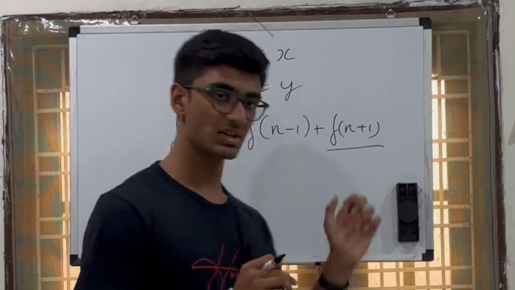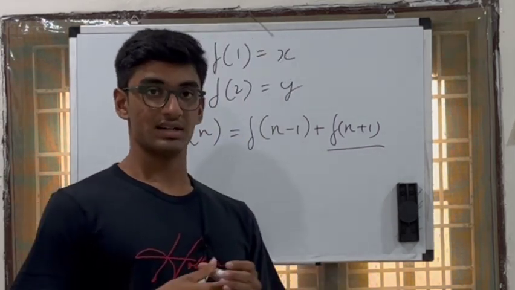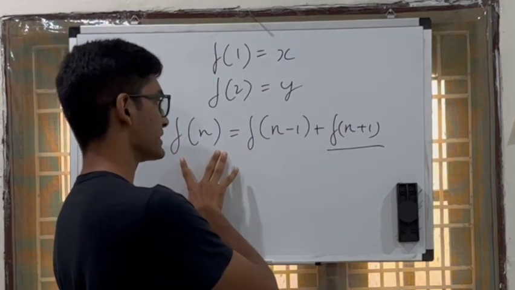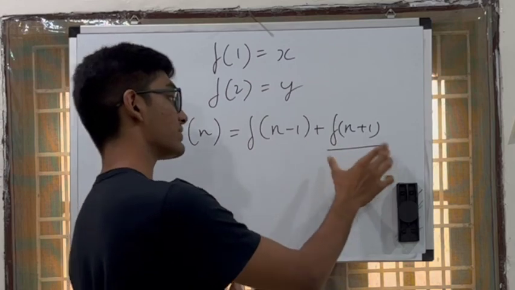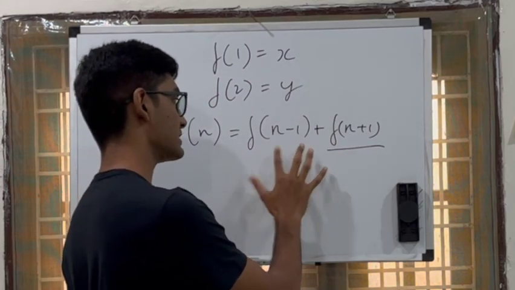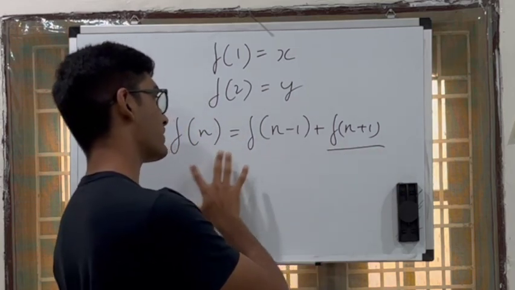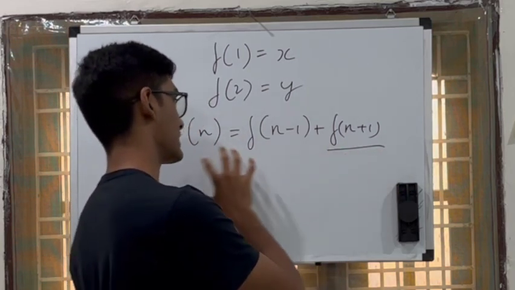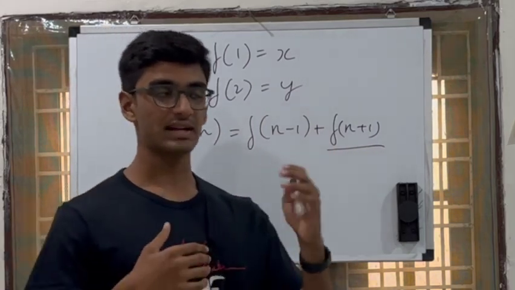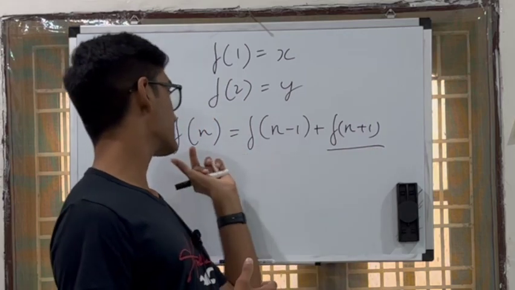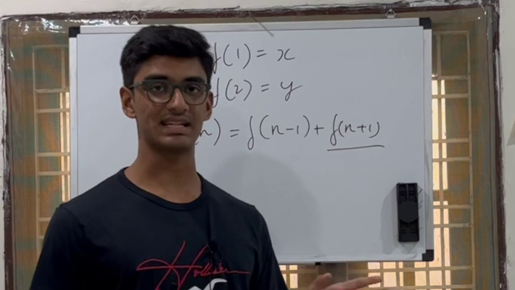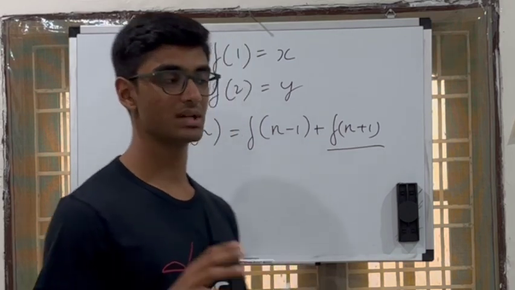This is an important point here. If you want to find f of, for example, 3, it will be f(2), which we know is y, plus f(4). For f(4), again we put it here, we get f(3) plus f(5). For f(5), it will be f(4) plus f(6). For f(6), f(5) and f(7). So you see that in order to get this one, you need this one.